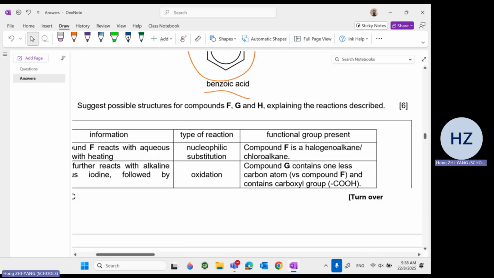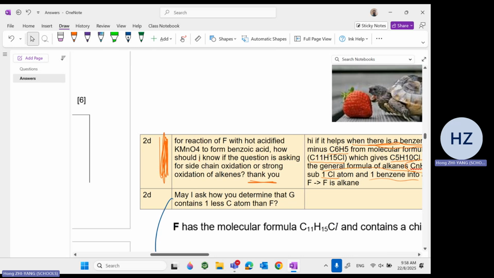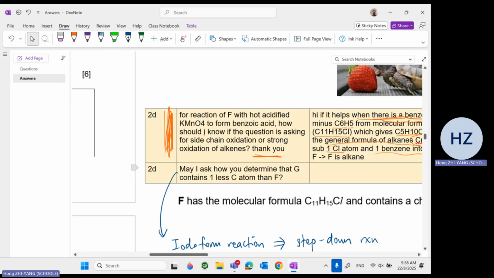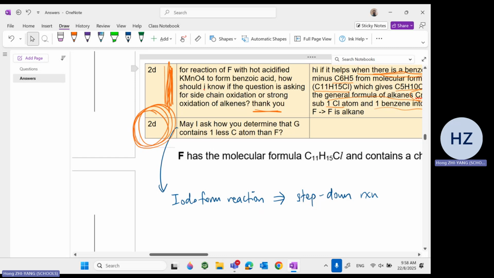Okay, all right, thank you for the reply. That's great. And may I ask how you determine G contains 1 less carbon atom than F? Okay, and here's the thing. This is actually my only but main teaching point for our group today. Everybody, this is the big one for the day. And I'm going to teach you like what we did last time. This is from iodoform.